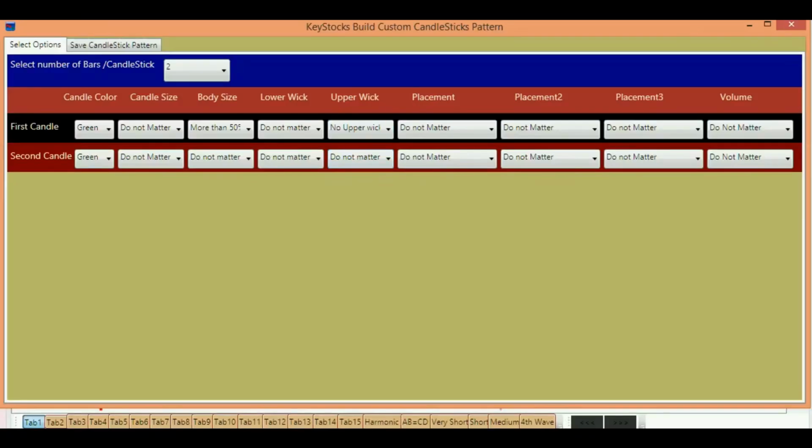Sixth option is placement, which helps us to determine where the candlestick pattern has emerged, as the same pattern may give different results depending on whether it has appeared at a swing high or at a swing low.